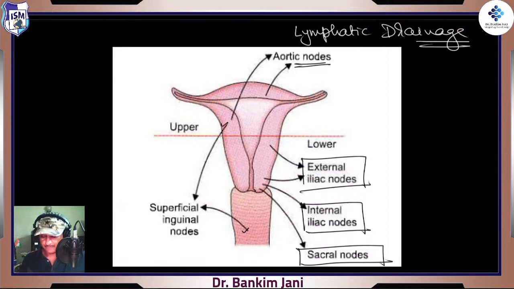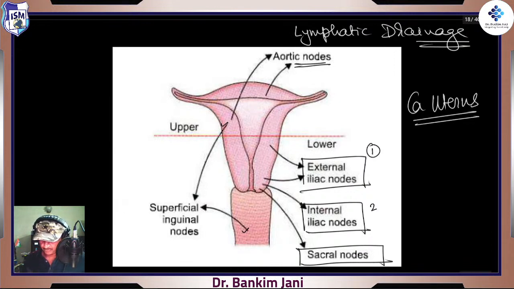Practically, if you see, this is draining into so many nodes. That's the reason why carcinoma of uterus is so dangerous. Because see, it can actually spread at so many places, right? So the order of importance, it goes like this: external iliac, internal iliac, and then the sacral nodes, because in that order, that's how it comes. Okay.